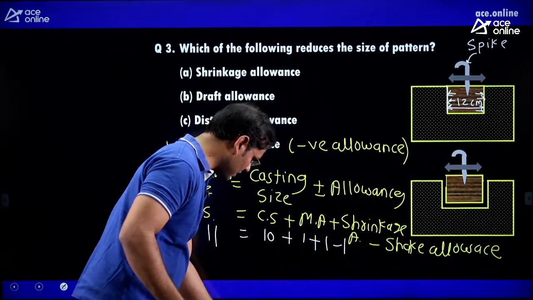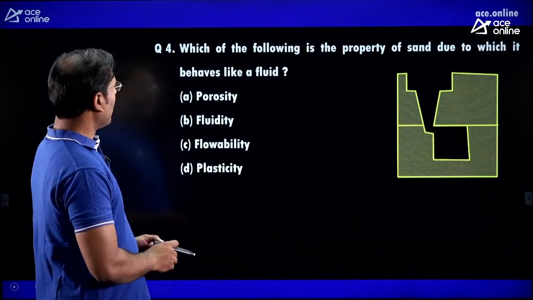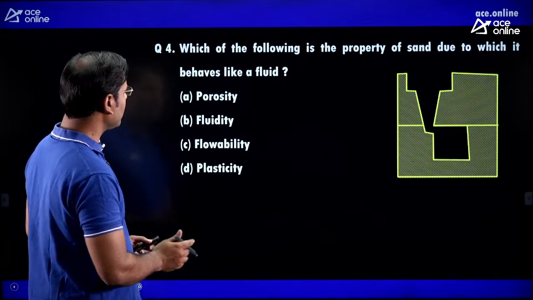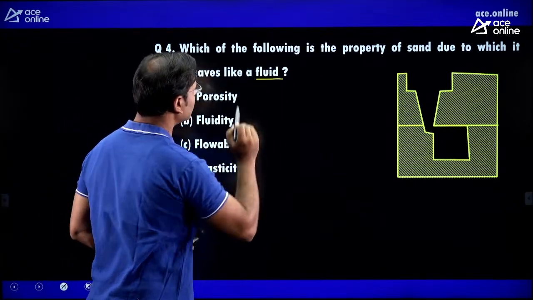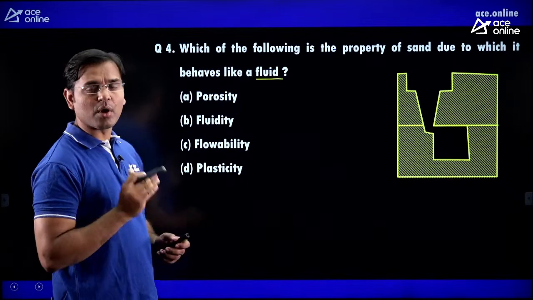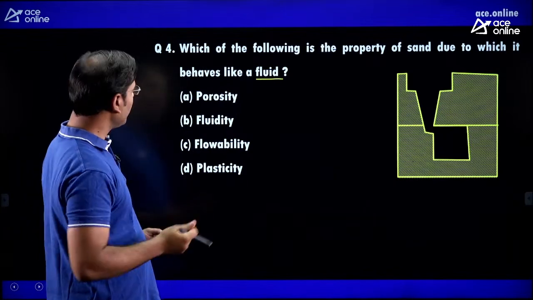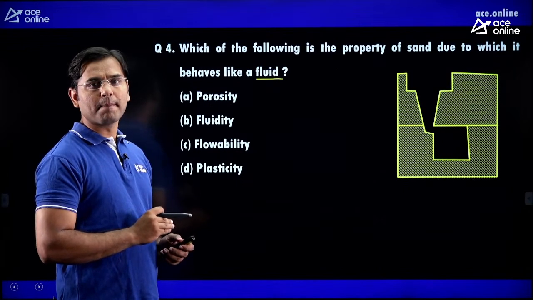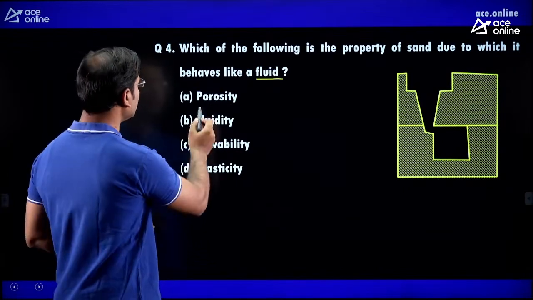Now see the next question. Which of the following is the property of sand due to which it behaves like a fluid? Very important question. You can see the first option, porosity.